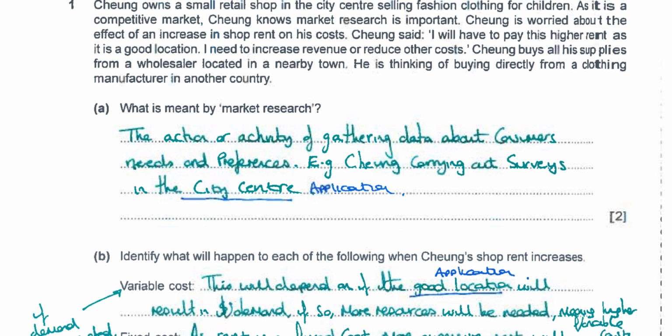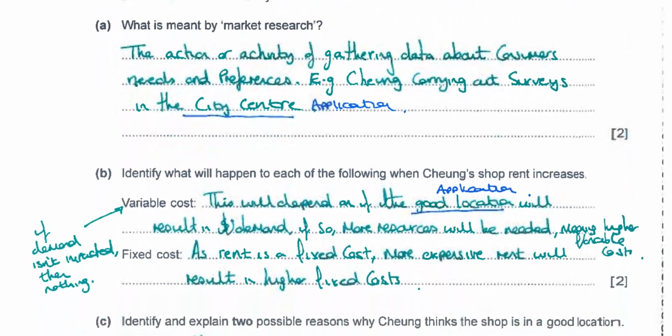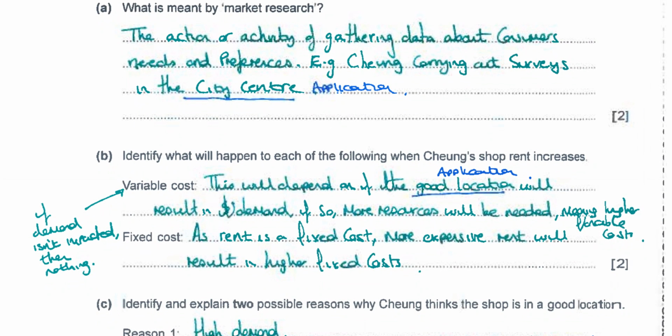So for question 1A, I've just added a safety point, and that safety point is just an example, just to guarantee the second mark if I was unsure. Now for 1B, I've also put just an additional point. If demand isn't impacted by the location or by the rent, then it won't be impacted at all because variable costs are based directly on output.